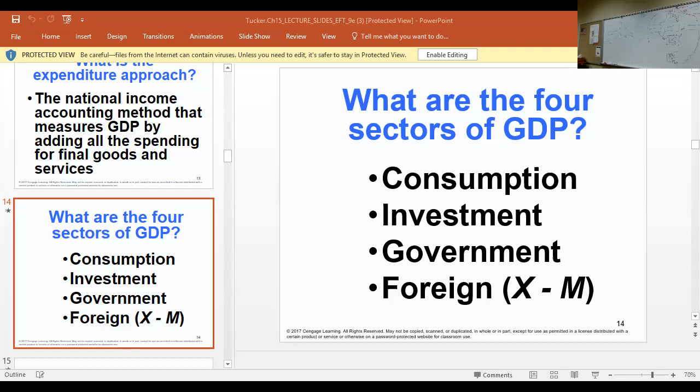Now, the breakdown for GDP when we use the income approach. Oops, I'm sorry. Okay. There it is. Okay.